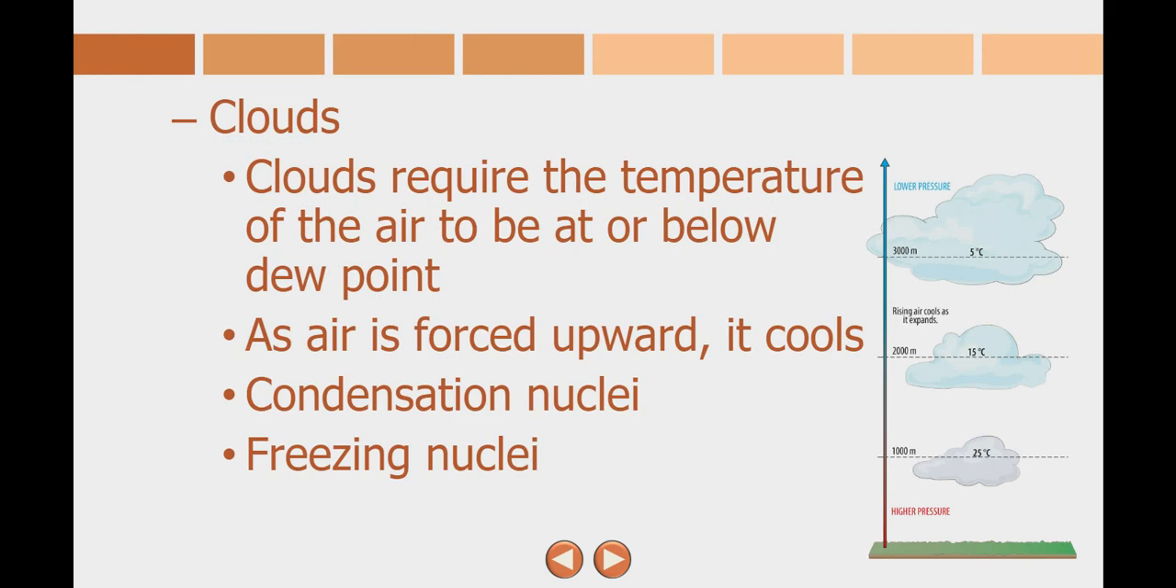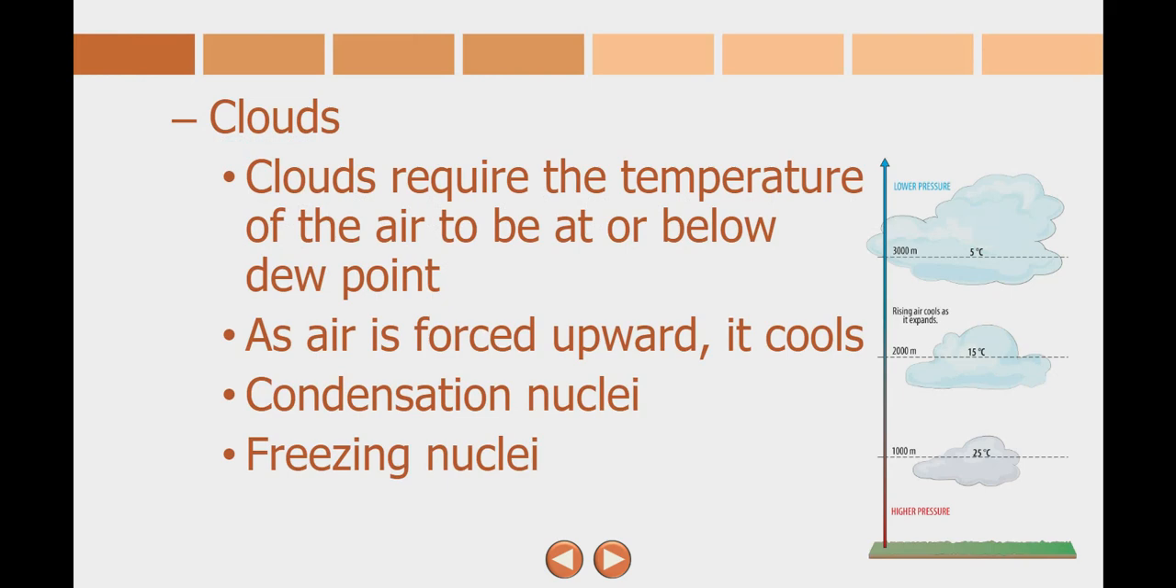Well, then it gets to the point where it's holding all of the water that it can, and then it cools off more and it has to get rid of some of that water. Although that can happen without the presence of condensation nuclei, it's harder for it to happen without it. So condensation nuclei are just these tiny particles in the air that easily attract water molecules. So like dust or pollen or even smoke.